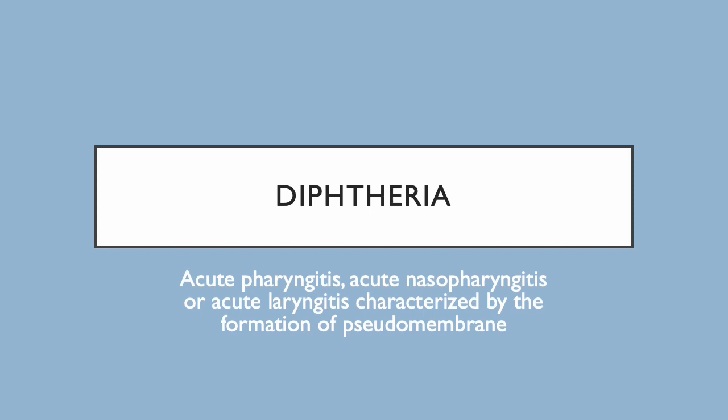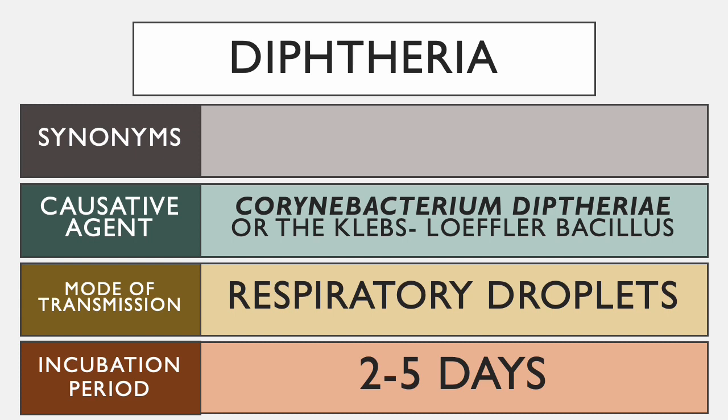Next, we have diphtheria. So, just a little more. I hope you are still alive. Ayan, just 3 conditions left. Diphtheria is acute pharyngitis. Okay? Diphtheria is, ayan, unusual, because there is the formation of what we call the pseudomembrane. Okay? So, the causative agent for diphtheria is Corynebacterium diphtheriae. Okay, that's the causative agent.